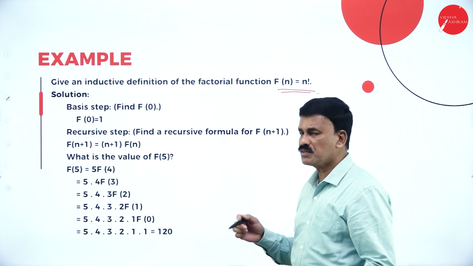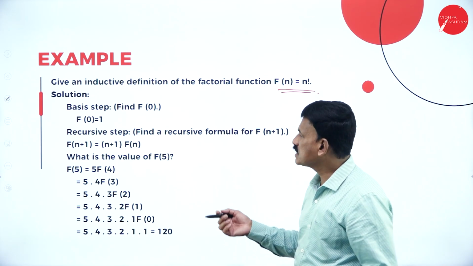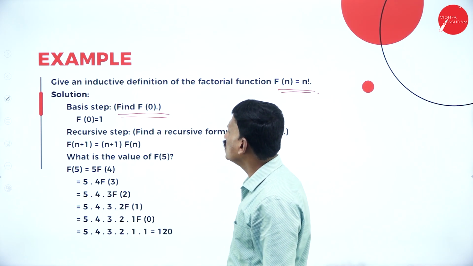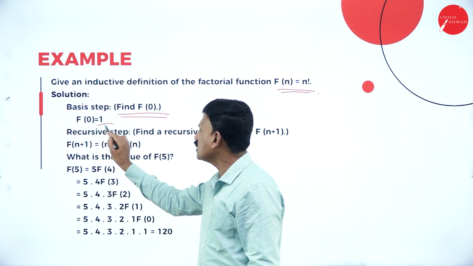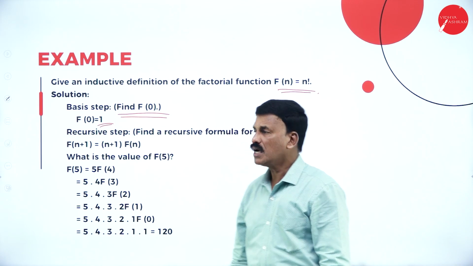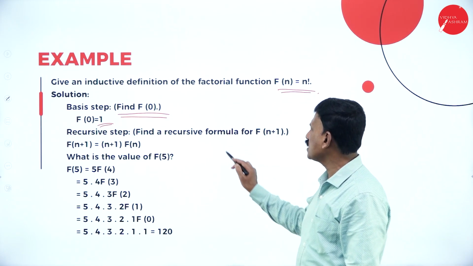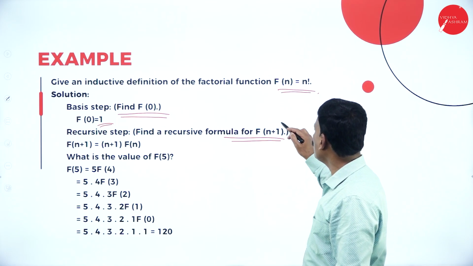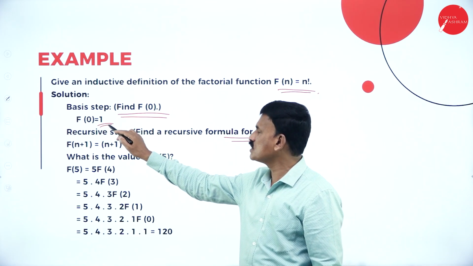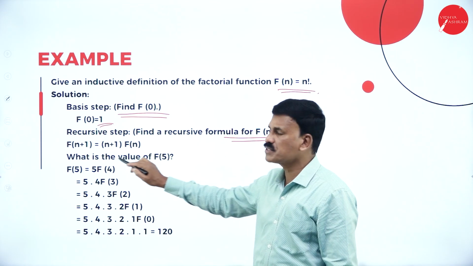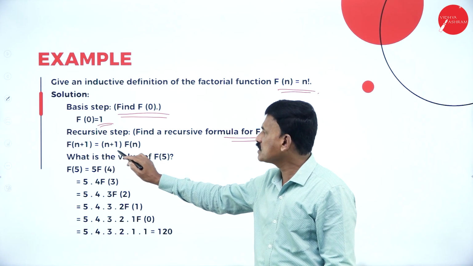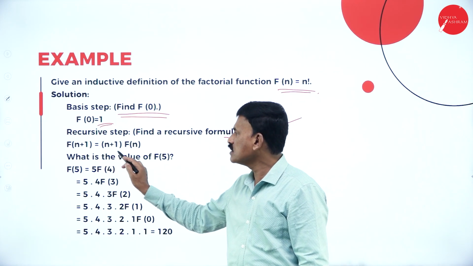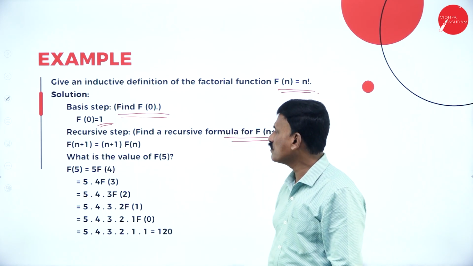Okay. Now what we are going to get? So let us see. The basic step is find the value of f of 0. f of 0 is equal to 1. And the recursive step is find a recursive formula for f of n plus 1. So since f of 0 is 1, f of n plus 1 can be written as f of n plus 1 is equal to n plus 1 into f of n.